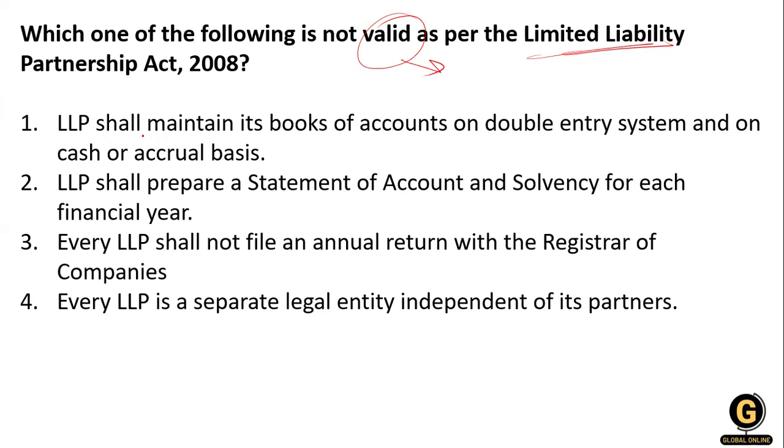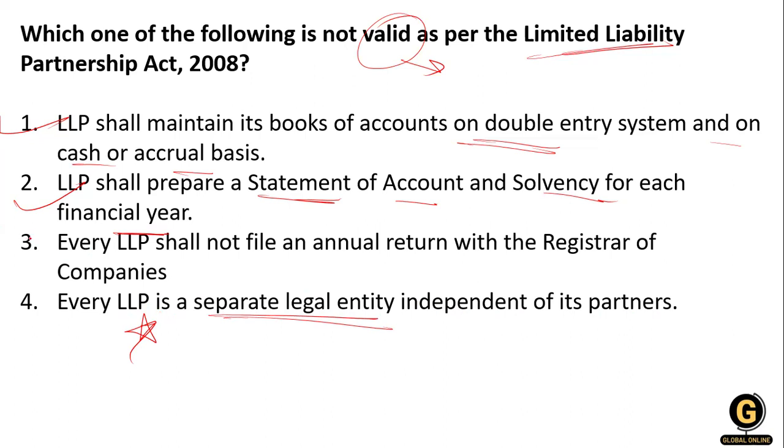The first statement: LLP shall maintain its books of account on the double entry system and on cash or accrual basis. Yes, they can. Now, the LLP shall prepare a statement of account and solvency for each financial year. Yes, they have to maintain. Then the fourth one: every LLP is a separate legal entity independent of its partners. Yes, this is also a true feature.